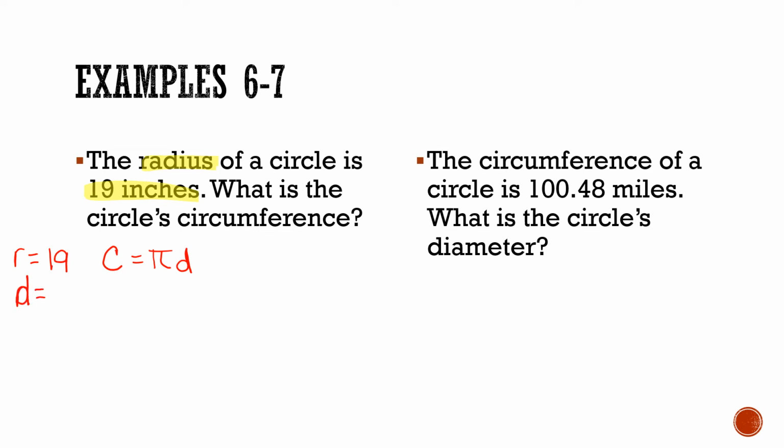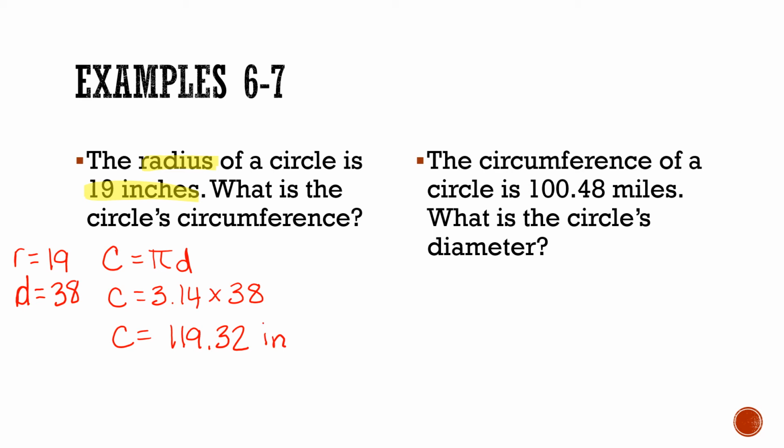So I need to know what the diameter is if I'm going to plug that into this C equals pi d formula. So if the radius is 19, the diameter is twice that, so that is 38. So C equals 3.14 multiplied by my diameter of 38. So we're going to calculate that. 3.14 multiplied by 38 gives you 119.32, and this one is inches.